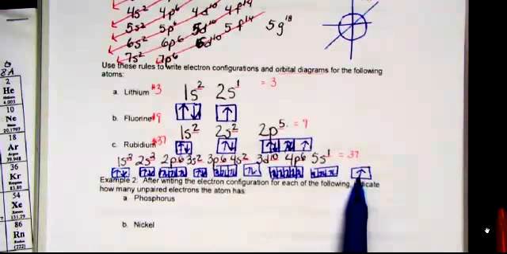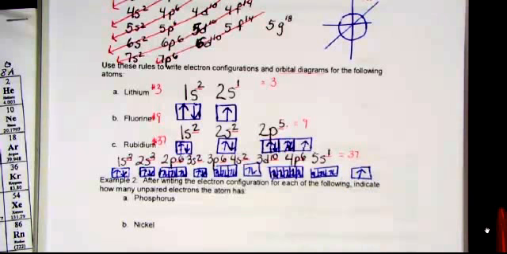We have drawn 37 arrows into different orbitals that reside around the rubidium nucleus. Electron configurations really are just nothing more than a description of the arrangement of electrons around the nucleus of an atom.